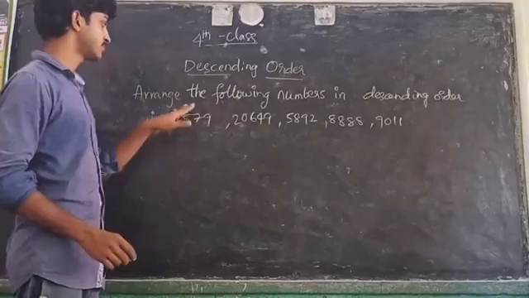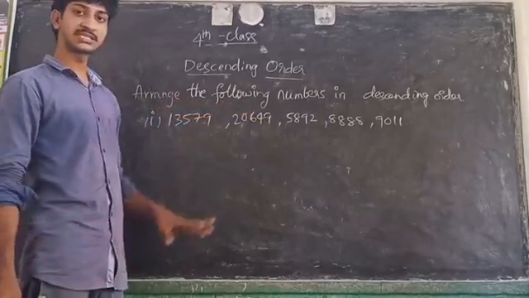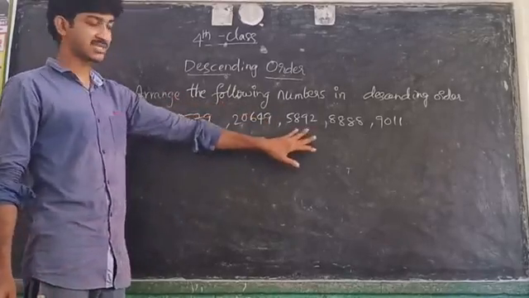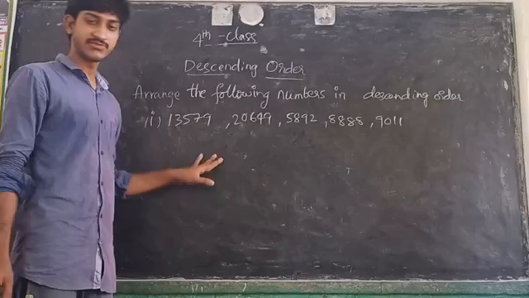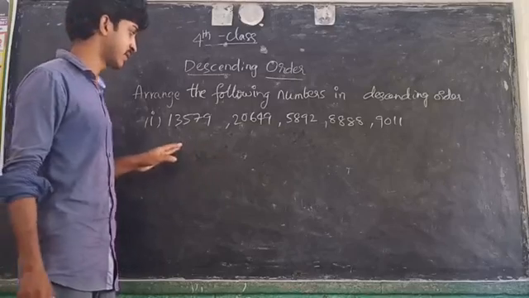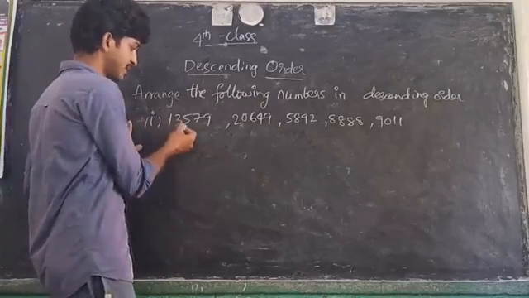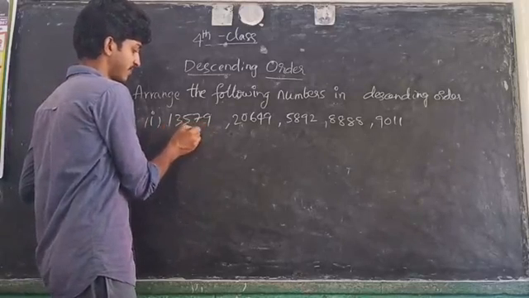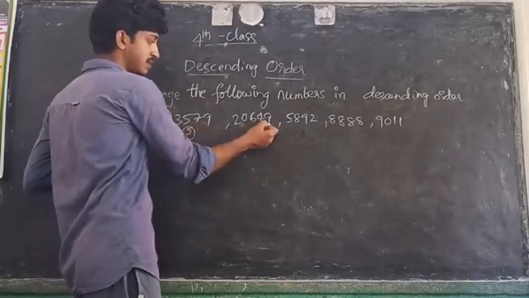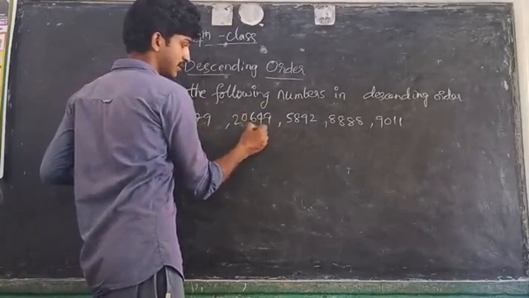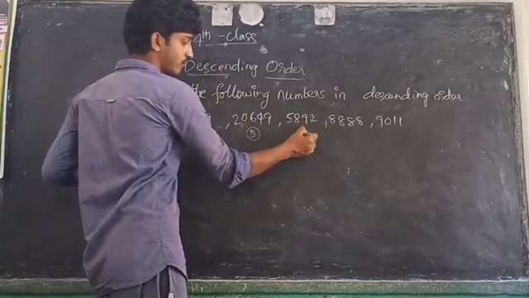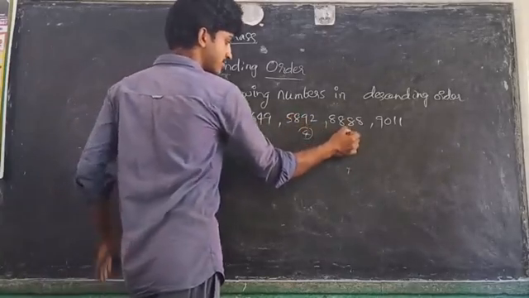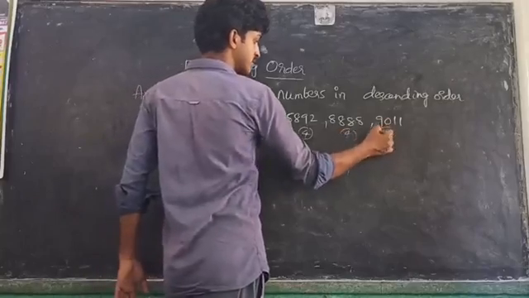Okay, children. See this problem. Arrange the following numbers in descending order. We have to arrange these numbers in descending order, means from the largest number to the smallest number. See here, in this number how many digits are there? 1, 2, 3, 4, 5. In this number 5 digits. In this number also 5 digits. In this number 1, 2, 3, 4. 4 digits only. These are 4 digits and 4 digits.